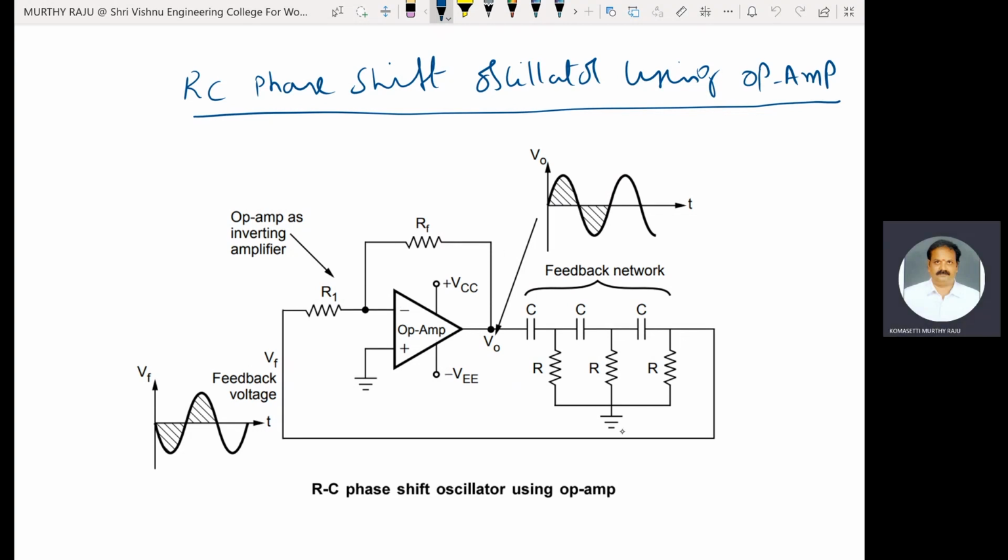That means feedback signal is applied to inverting terminal of that Opamp. That is minus sign. Non-inverting terminal of the Opamp is connected to ground. Here, three identical RC sections are used. Each section introduces 60 degrees phase shift. This one is 60. This one is 60. Total phase shift introduced by this feedback network is 60 plus 60 plus 60, that is equal to 180 degrees.